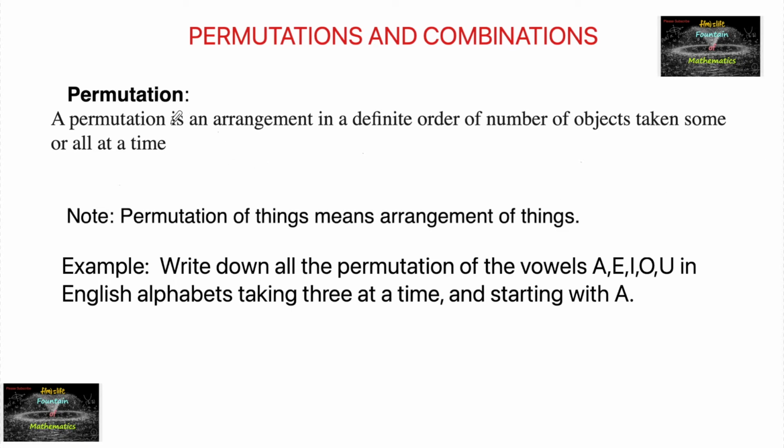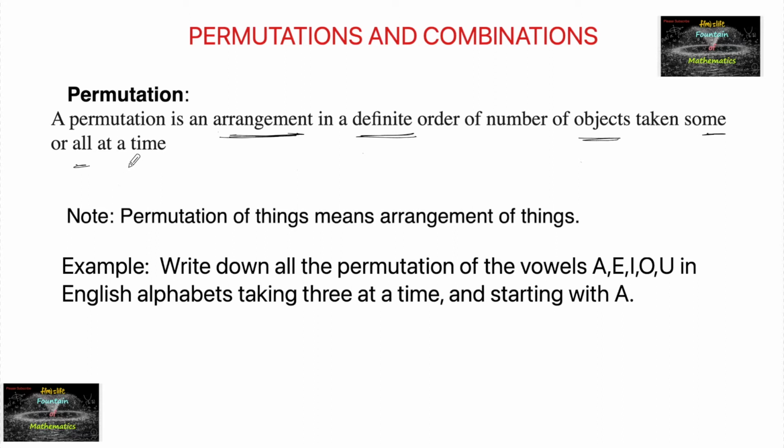Let's study about permutations. A permutation is an arrangement in a definite order of a number of objects taken some or all at a time. So permutation is an arrangement of things, taking some or all at a time in a definite order. That means order is important in permutation. Permutation means immediately you should recollect that it's an arrangement of n different things taken some or all at a time.